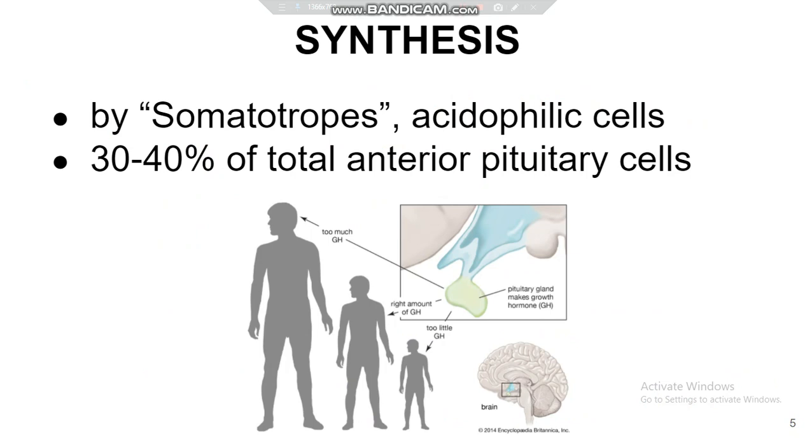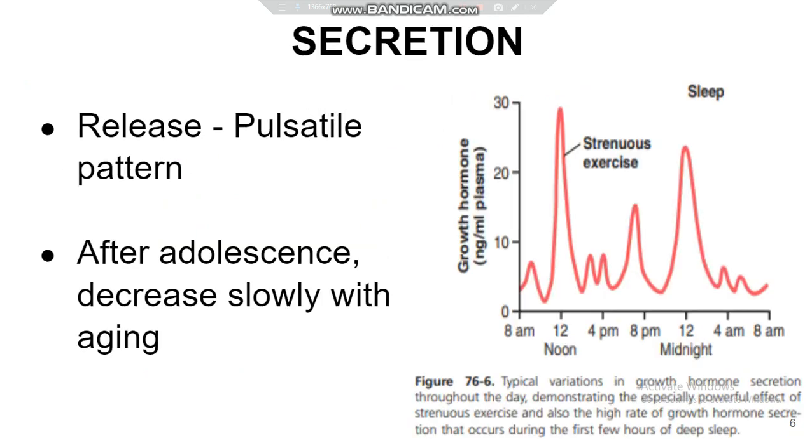Growth hormone is synthesized by somatotropes, which are acidophilic cells forming 30 to 40% of total anterior pituitary cells. In this graph, you can see the variation in growth hormone secretion throughout the day. This is because growth hormone is released in a pulsatile pattern.